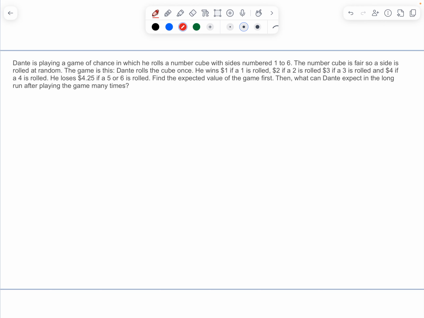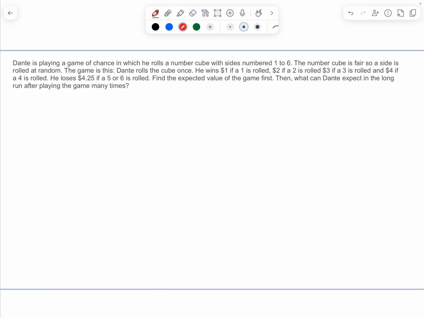Dante is playing a game of chance in which he rolls a number cube with sides numbered 1 to 6. The number cube is fair, so a side is rolled at random. So I think they're talking about a die, right? 1 through 6. The game is this. Dante rolls the cube one time. Now he wins $1 if number 1 is rolled, $2 if a 2 is rolled, $3 if a 3 is rolled, and $4 if a 4 is rolled. However, he loses $4.25 if a 5 or a 6 is rolled.